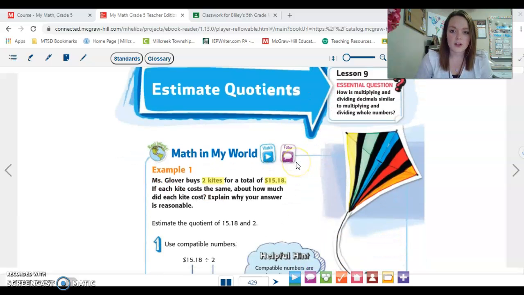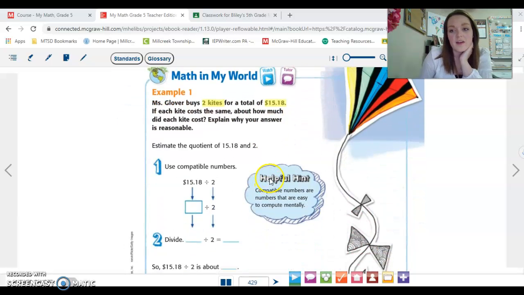So let's get started and dive into Lesson 9. Example 1, it says Miss Grover buys 2 kites for a total of $15.18. If each kite costs the same, about how much did each kite cost? Explain your answer. Explain why your answer is reasonable. Okay, so Mrs. Bliley already went and highlighted 2 kites and $15.18. These are the two numbers that we will be dividing to figure out the cost of each kite.